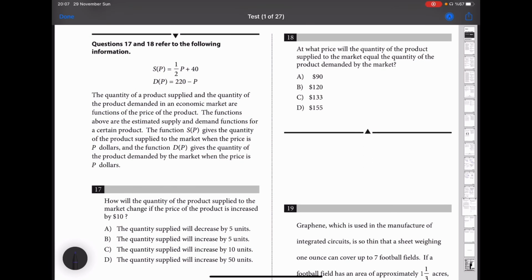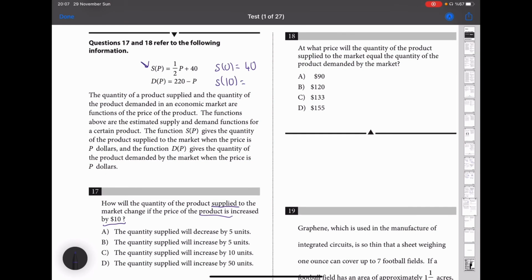Let's investigate it. We need the supply curve in here. So let's assume P is 0. When P is 0, S of P is equal to 40. If price is increased by $10, S of 10, for example, is equal to 45. So let's investigate the choices. The quantity supplied will decrease by 5 units. No, it increased by 5 units actually. So the correct answer is B.